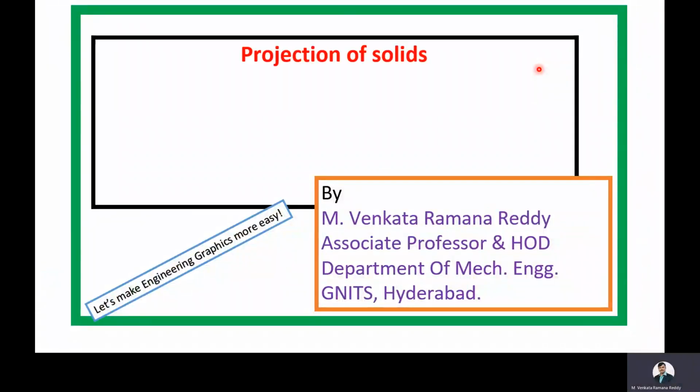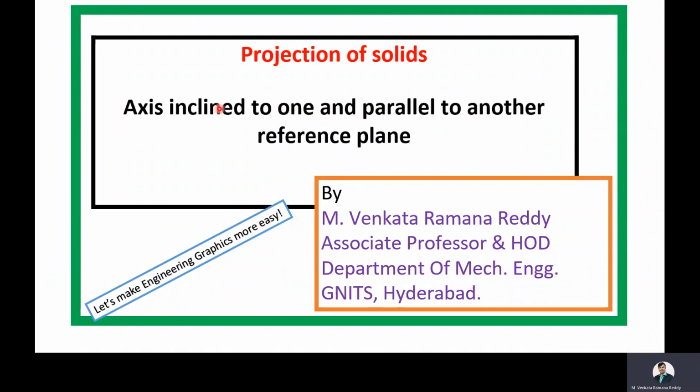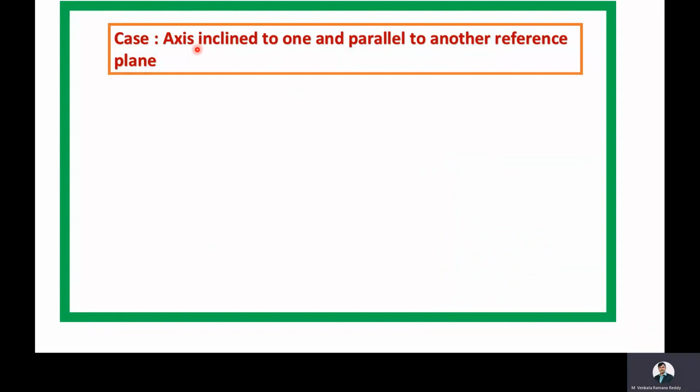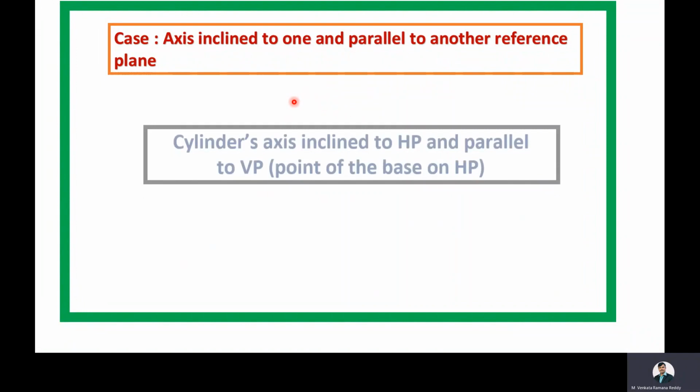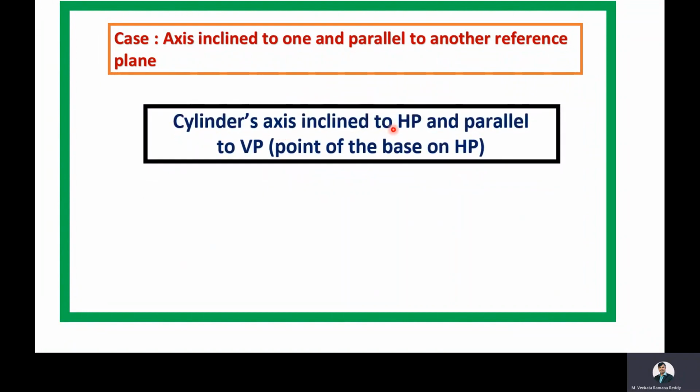Welcome to the discussion on the topic projection of solids. Under this, we are discussing now problem and concept on solids axis inclined to one and parallel to another reference plane. This is the sixth solid problem we are discussing under solids axis inclined to one and parallel to another reference plane concept. We are discussing a problem on cylinder's axis inclined to HP and parallel to VP, and cylinder is resting on point of the base on HP.